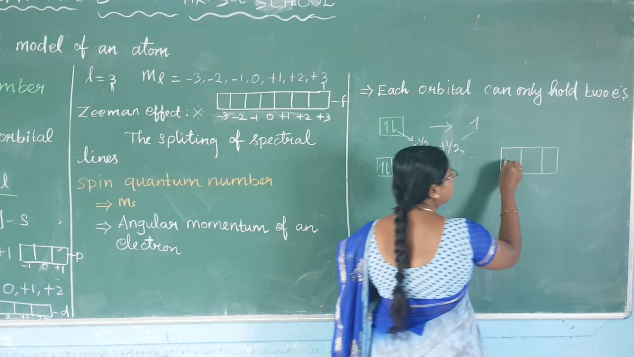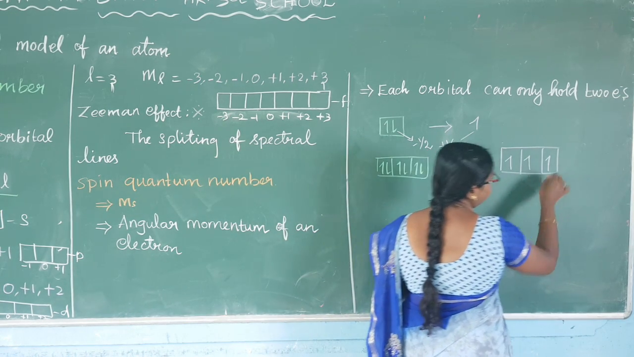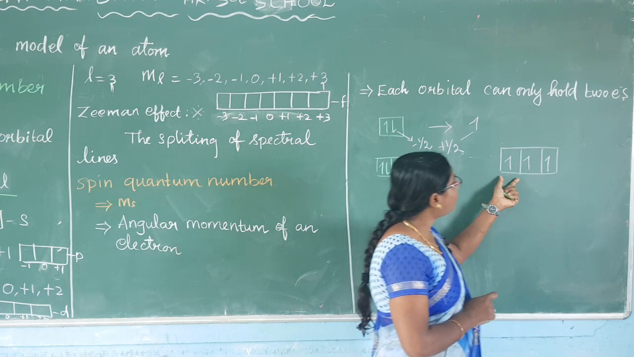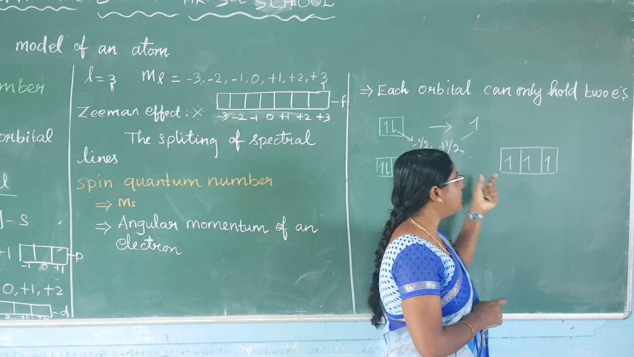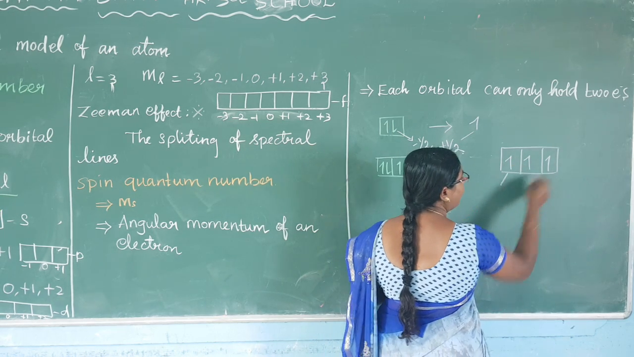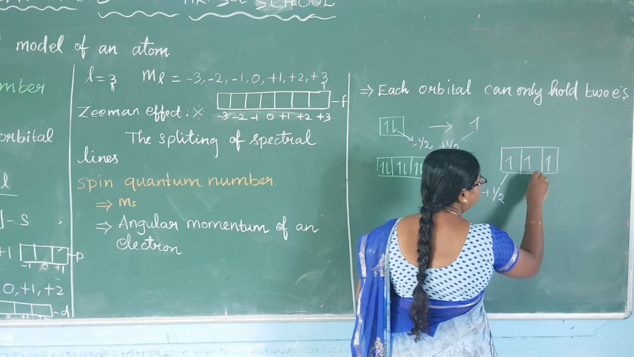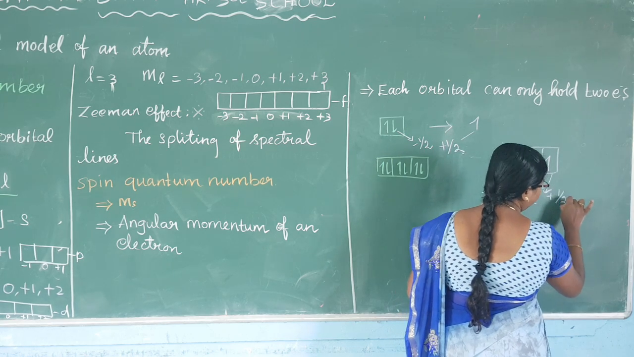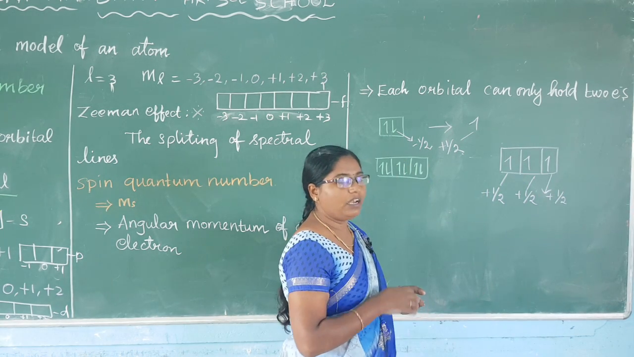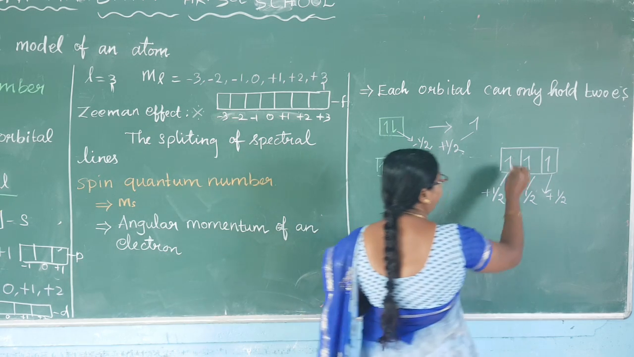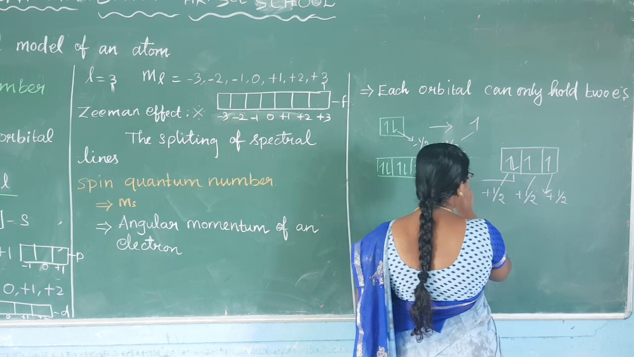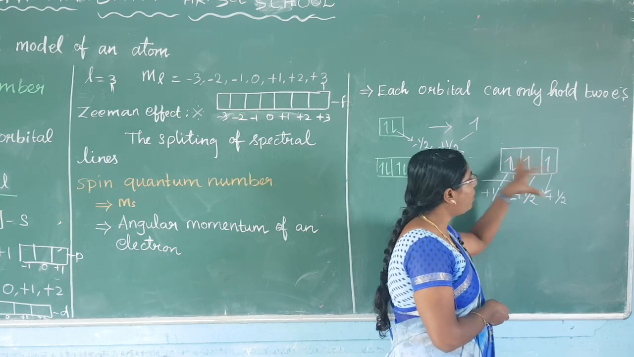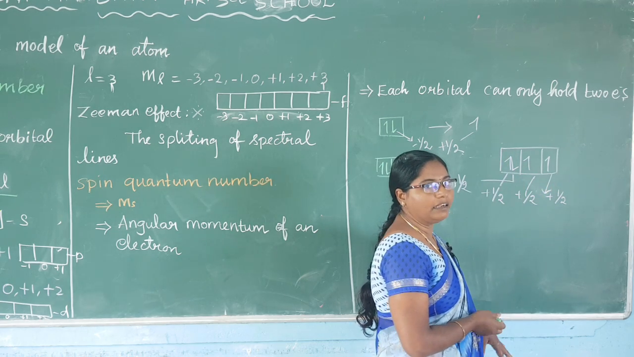First, the electrons will fill like this. Afterwards only the pairing can take place. Okay. First, the electrons will fill the available orbitals with the same spins. When it is filled like this, it will have the positive half. This also will have the positive half. This also will have the positive half spin. Then only the pairing will take place. So, that time the spin value will change, plus half and minus half. So, until all the available orbitals are filled up first, only then can the pairing take place.